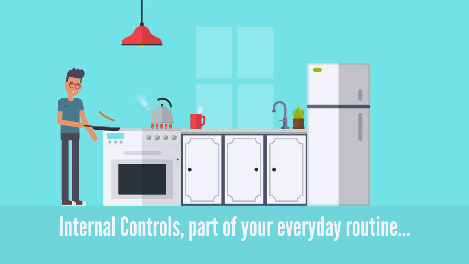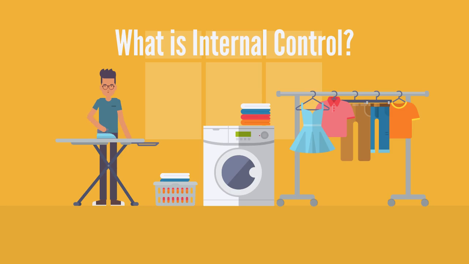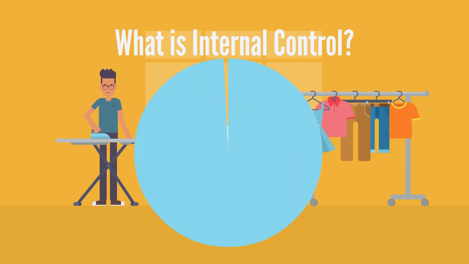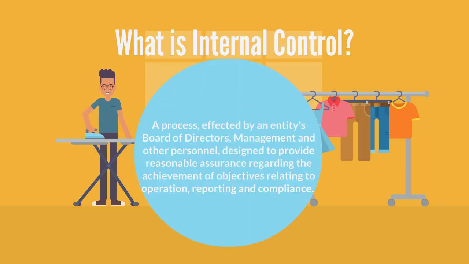Today I'm going to share with you a little bit about internal controls and how they affect us every day at AgCountry. The question is, what is internal control? Internal control is a process affected by an entity's board of directors, management, and other personnel designed to provide reasonable assurance regarding the achievement of objectives relating to operation, reporting, and compliance.